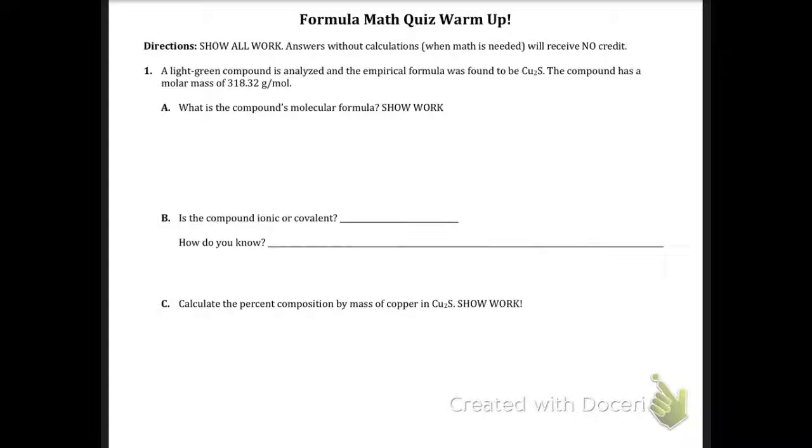It says a light green compound is analyzed and the empirical formula was found to be Cu2S. All right, so here we have the empirical formula, Cu2S. The compound has a molar mass of 318.32 grams per mole. Now, this takes 4 steps to do if we want to find the compound's molecular formula, which is the real formula, right? So let's go step by step into determining how to solve for the molecular formula.